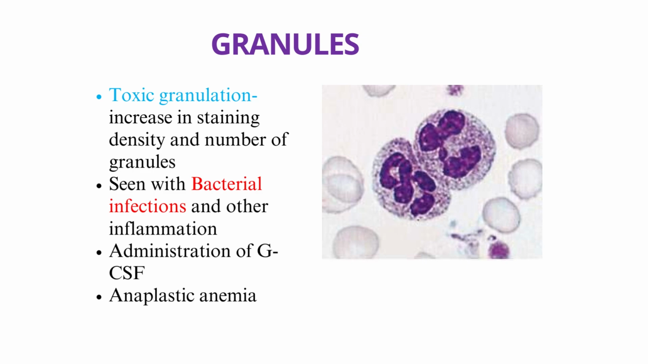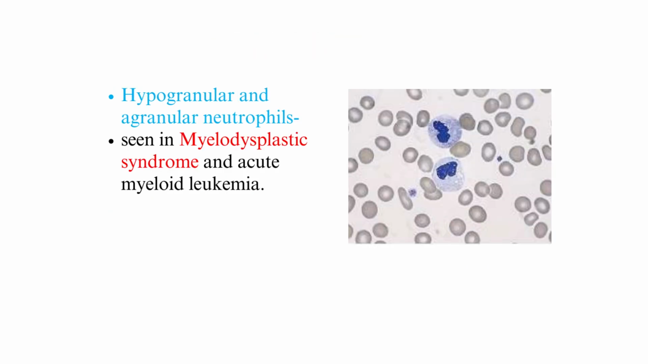So there is something called toxic granulation: whenever there is a sepsis patient, whose WBC count has increased a lot, toxic granulation appears in the neutrophils. That is basically an increase in staining density and number of granules seen with bacterial infections and other inflammation. But yes, if granulocyte colony stimulating factors have been given, or in aplastic anemias, it can be found there too. Then there are hypogranular or agranular neutrophils, which are found in myelodysplastic syndrome or AML.